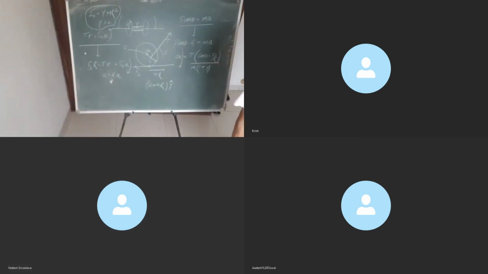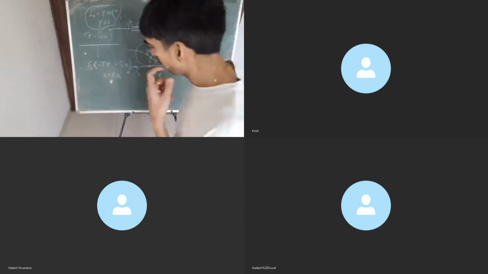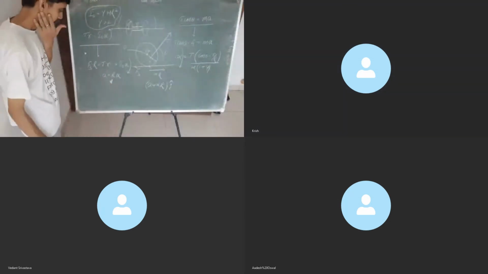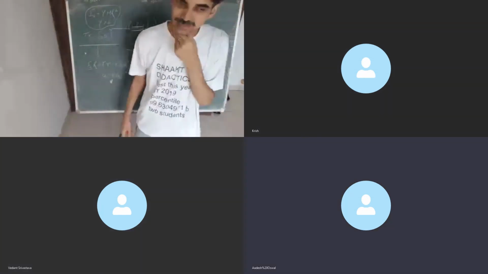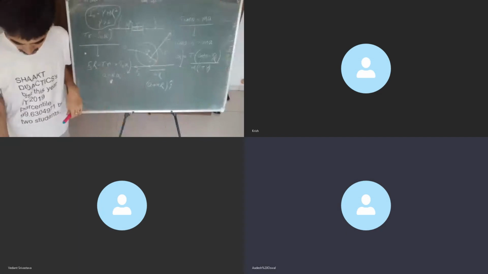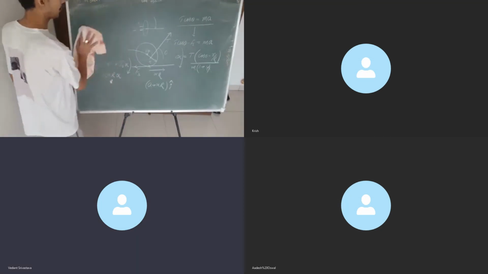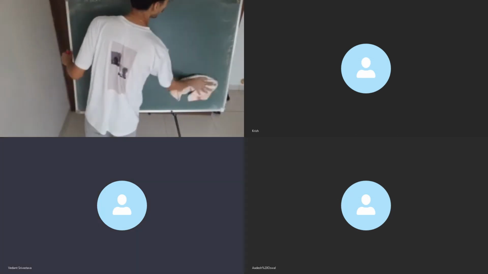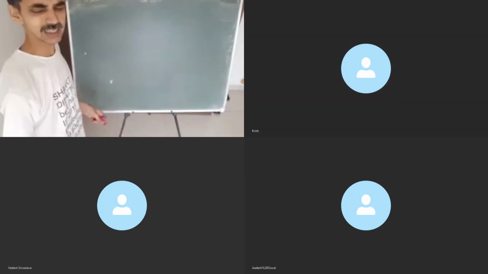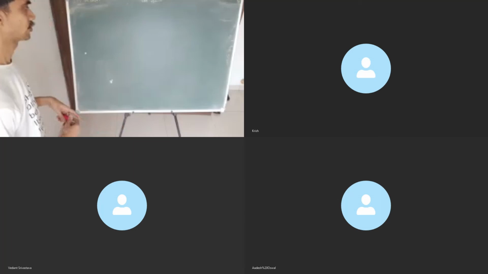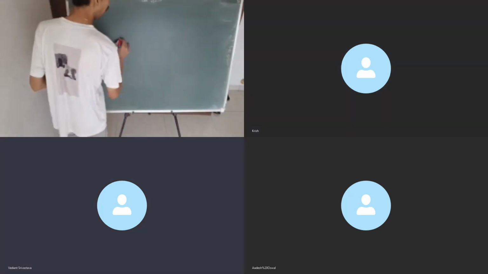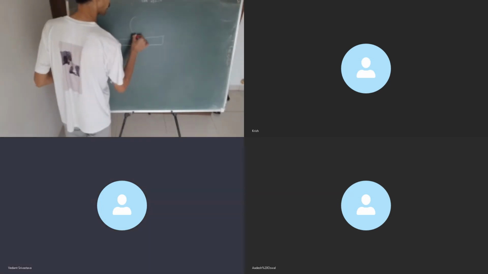Write down. A plank of mass capital M has a sphere of same mass rolling without slipping on it.